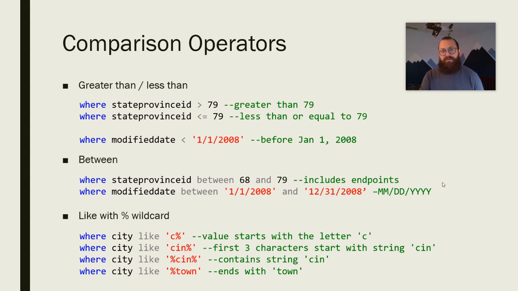So these are the values that you specify. If state province ID has a value of 68, that record is going to be included as part of the processing of the larger query. In the second clause, we have where modified date between January 1st, 2008 and December 31st, 2008. So it's basically telling SQL, use the records that have a year of 2008 for the modified date field.